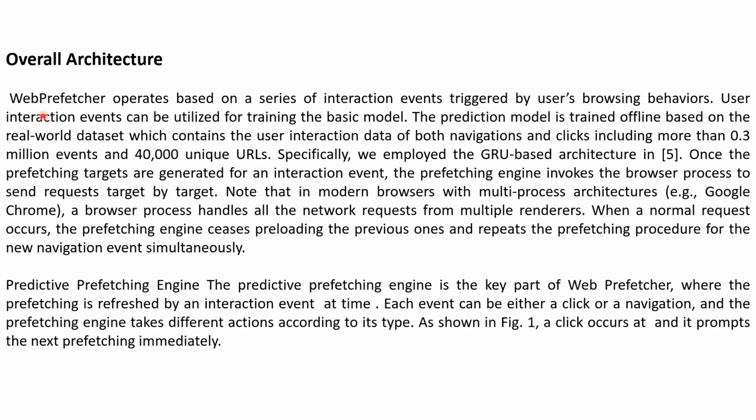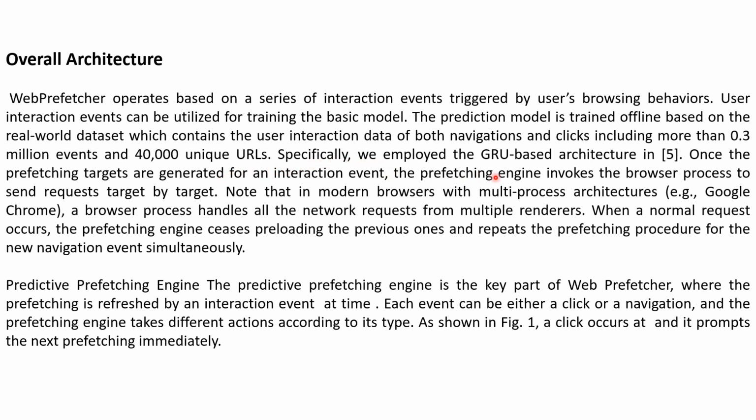So the overall architecture is: web prefetcher operates based on a series of interaction events triggered by users' browsing behaviors. User interaction events can be utilized for training the base model. The prediction model is trained offline based on the real-world dataset, which contains the user interaction data of both navigations and clicks, including more than 0.3 million events and 40,000 unique URLs.